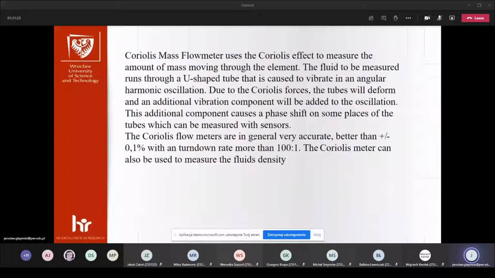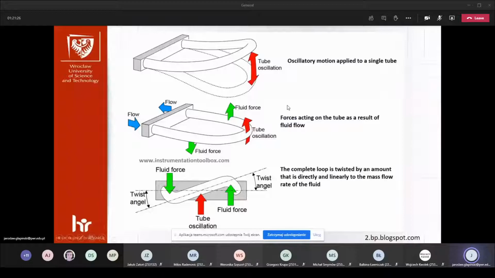We found out what the Coriolis is, and we know that the oscillation frequency is connected with the kind of fluid or gas inside. The density of the gas can be measured by the measurement of the oscillation, the time of the oscillation. And if any flow appears in these elements, the twist angle is connected, maybe not linearly, but we can linearize it. It's connected directly to the mass flow that appears in this element.